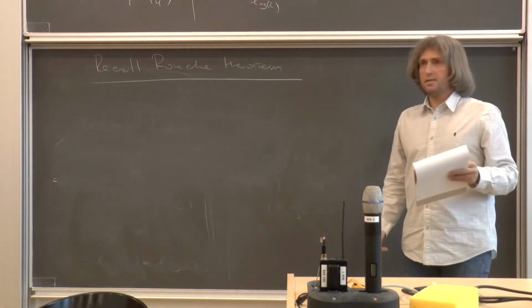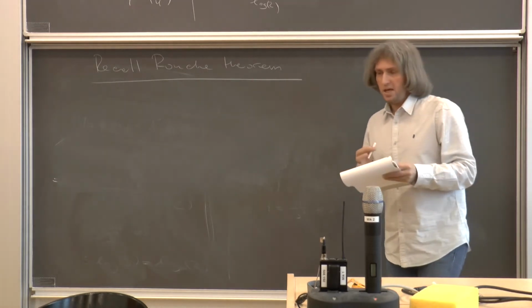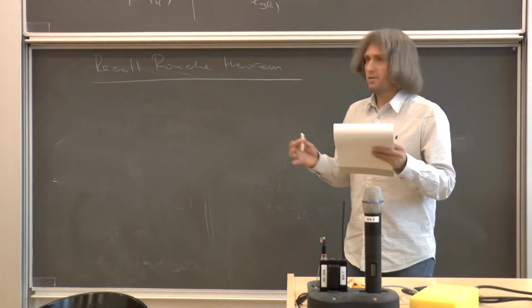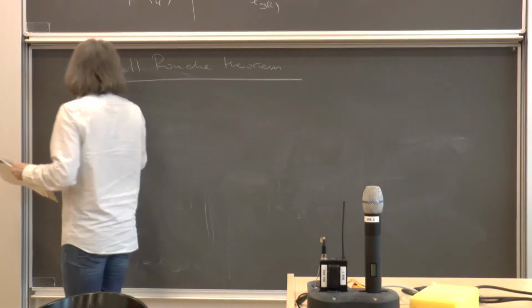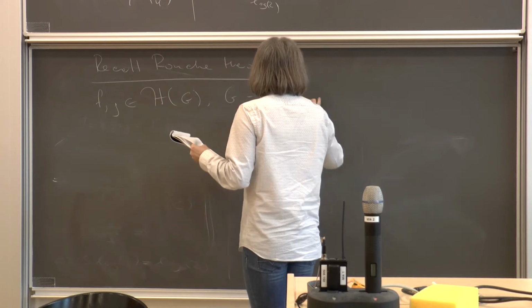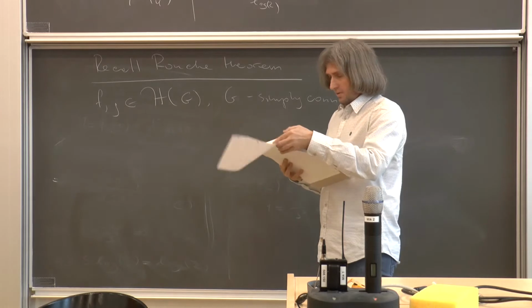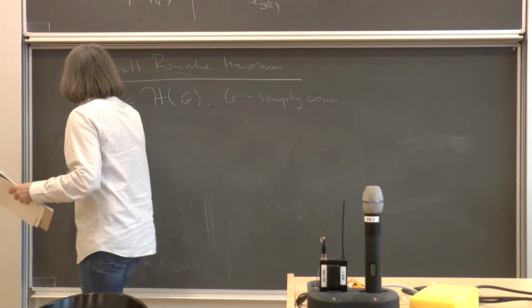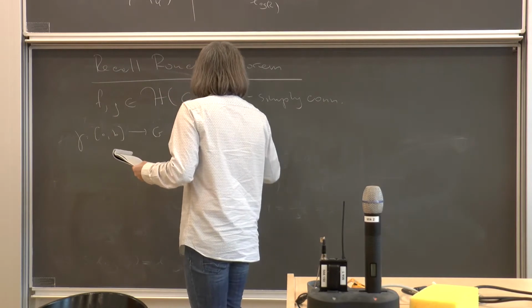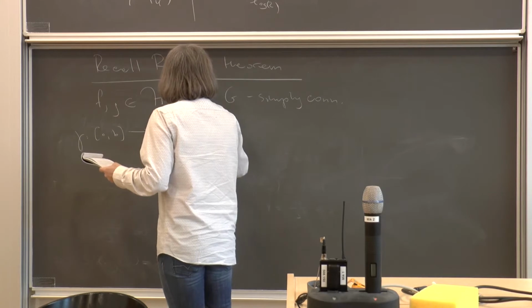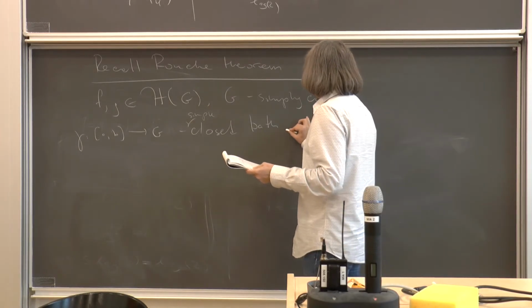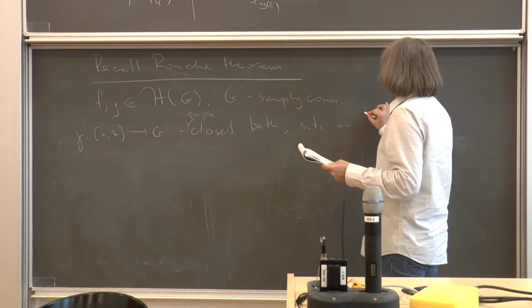So the Rouché theorem basically tells us how to estimate behavior of complicated functions by some more elementary functions satisfying some requirements. So we have two holomorphic functions, f and g, in some simply connected domain. And we have a closed path gamma in the domain. So let's say simple closed path. And we have the estimate on the image of this path.